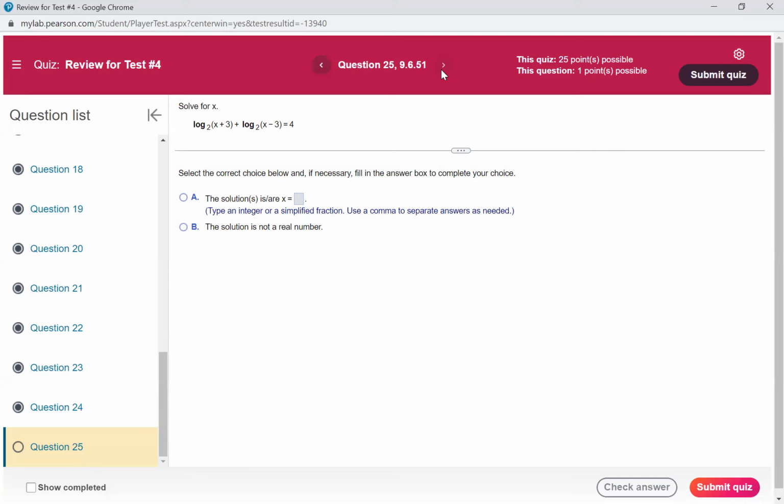And y'all, at this point, I'm going to rewrite it as exponential. So your base is the 2. Your exponent is the 4. And that's going to equal this product I got here, x plus 3 times my x minus 3.